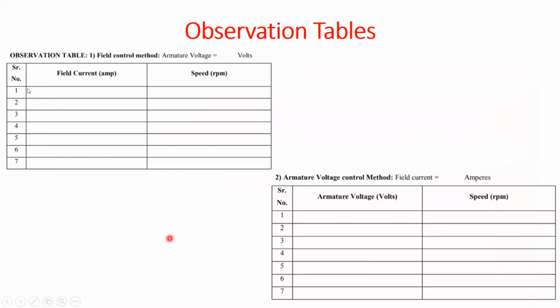So these two graphs you have to plot. You will get two observation tables: one with field current in amperes and speed in RPM, which is the field weakening method, and the other the armature voltage control method, in which you keep the field current constant at a particular value and vary the voltage, and you will get a variable speed. Note down the readings and plot the graph.